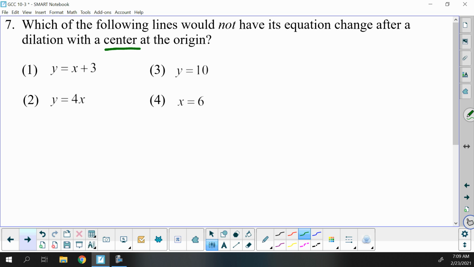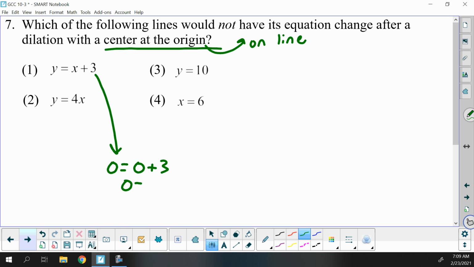So center of dilation is at the origin. If the equation is not changing, then we know that the origin is on the original line. Because if your center of dilation is on the original line, then it's not changing. Well, let's look at choice 1. If we sub in 0 for y and 0 for x, does it give us back a true statement? It does not, so that means 0, 0 is not on that line.